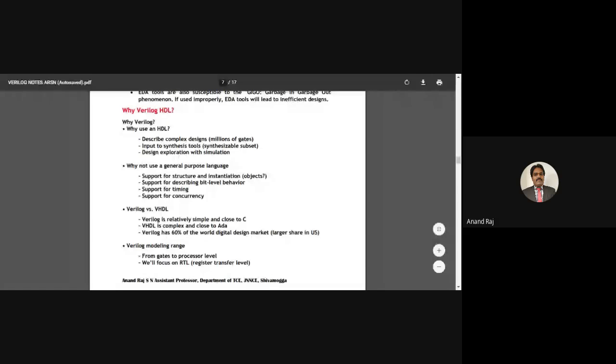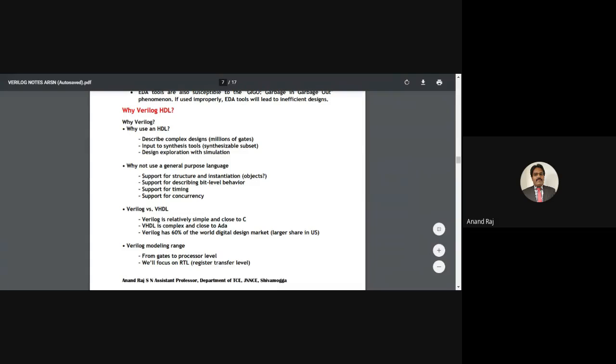Why not use a general purpose language? A general purpose language does not support structure and instantiation. It doesn't support bit level behavior, whereas bit level behavior is supported in Verilog and VHDL. Also, support for timing.